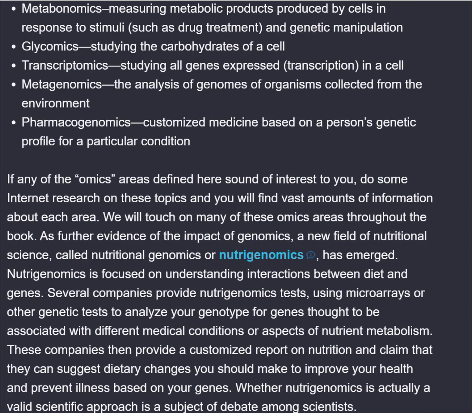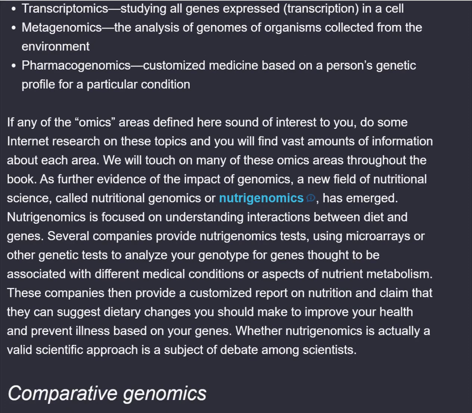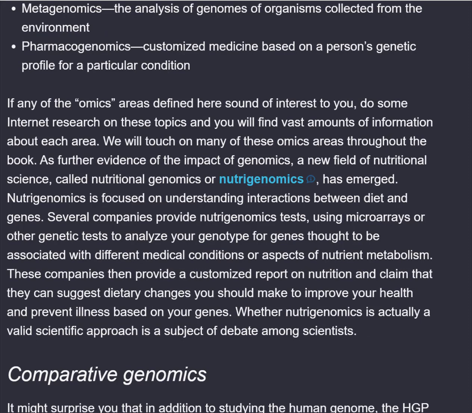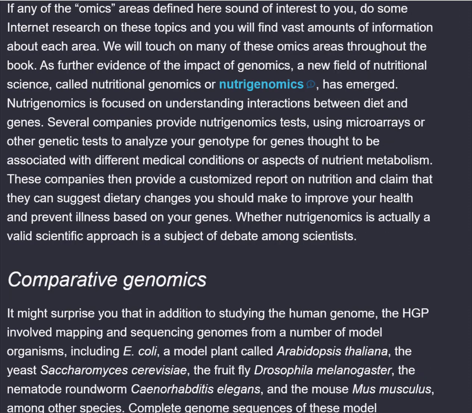Metabonomics: measuring metabolic products produced by cells in response to stimuli, such as drug treatment and genetic manipulation. Glycomics: studying the carbohydrates of a cell. Transcriptomics: studying all genes expressed, transcription, in a cell. Metagenomics: the analysis of genomes of organisms collected from the environment. Pharmacogenomics: customized medicine based on a person's genetic profile for a particular condition.